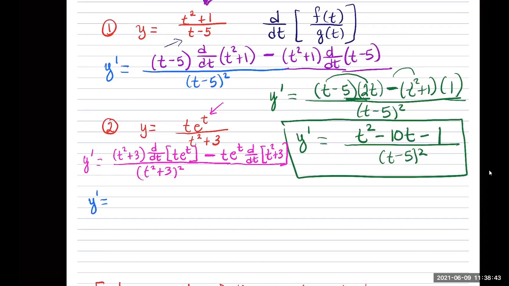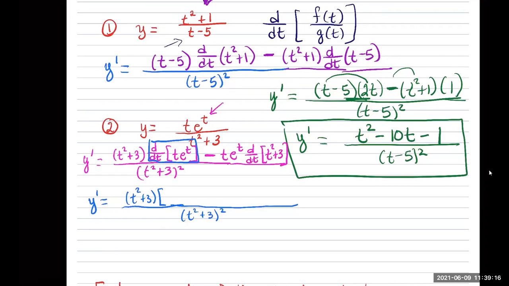And don't let me get ahead of you. So if you need a minute to catch up writing, please tell me that, because I want you to be able to work along with me. Okay, so I rewrote the bottom. On top, we have t squared plus 3. Now I have to take the derivative of t e to the t.